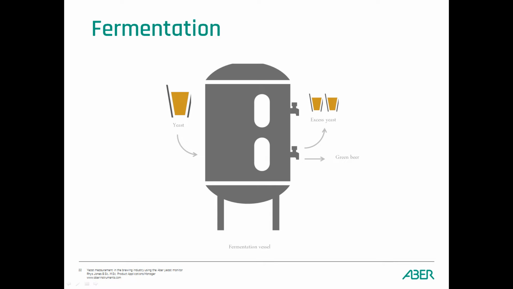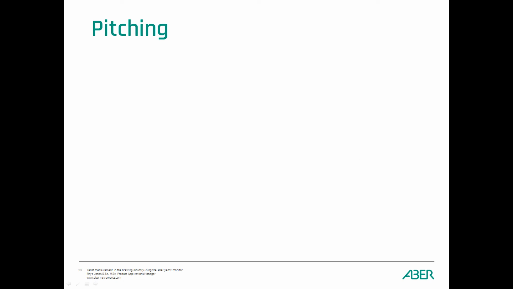The ABBA systems can be used typically for 4 applications, namely propagation, pitching, fermentation, and cropping, though by far the most common applications are pitching and cropping. So let's take a look at these in more detail, starting with pitching. So now let's take a look at how the ABBA can be utilized for pitching.